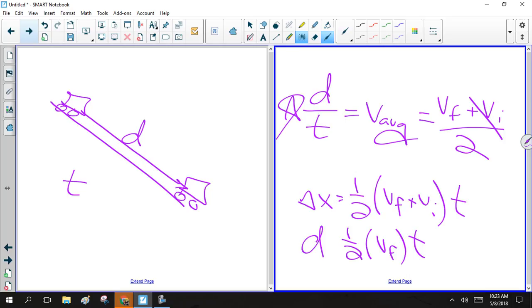But the point is, in some fashion, you need to experimentally find that velocity at the bottom. And it's tough, right? Because your velocity is changing, and there's no way to use a stopwatch to get an instantaneous velocity. So your best bet is to find an average and use that average to find the final.